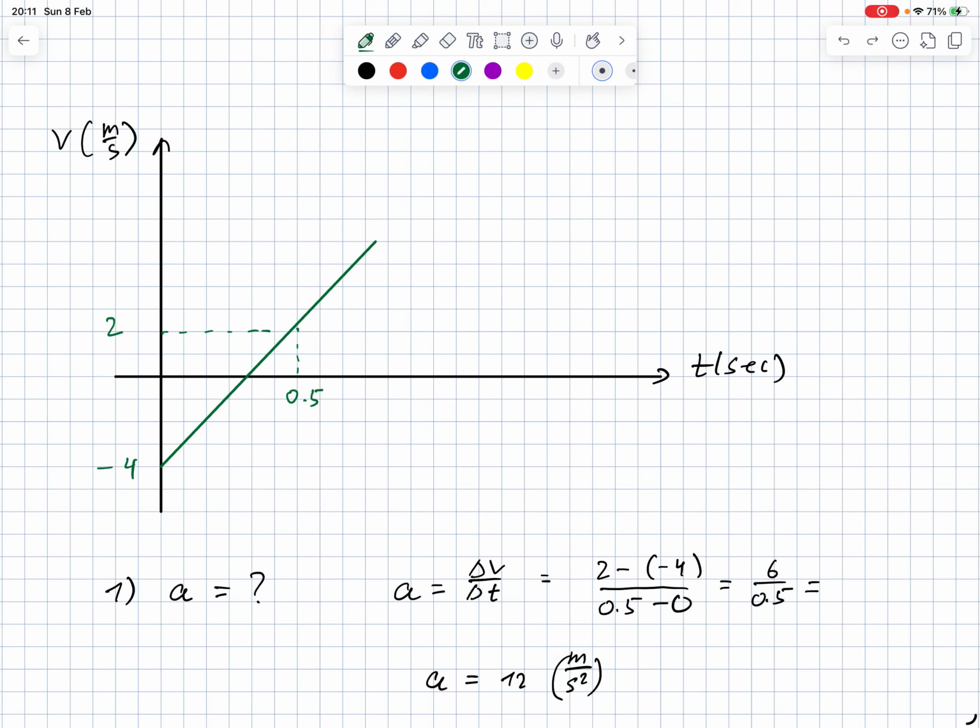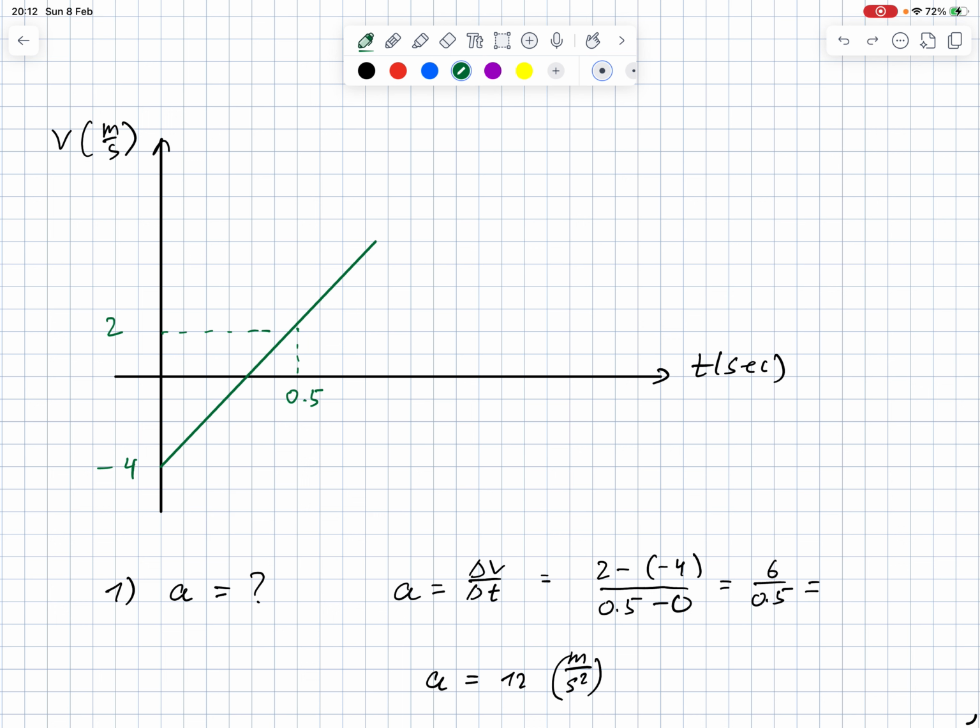Okay, hello everyone. Let's look at the following problem. Again, we see that we have a graph of velocity with respect to time, and as you can see, the slope is constant, and as I told you before, the slope is actually acceleration. Now, if I want to calculate it, we only need two coordinates, which in this case we can use: this final coordinate and initial coordinate.